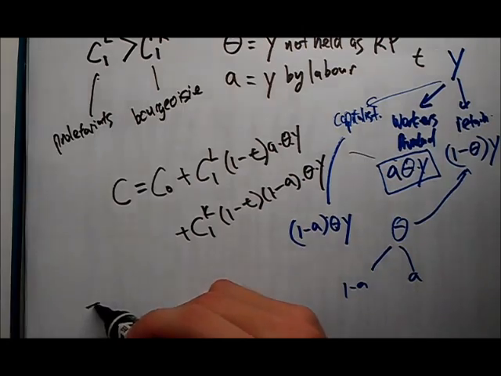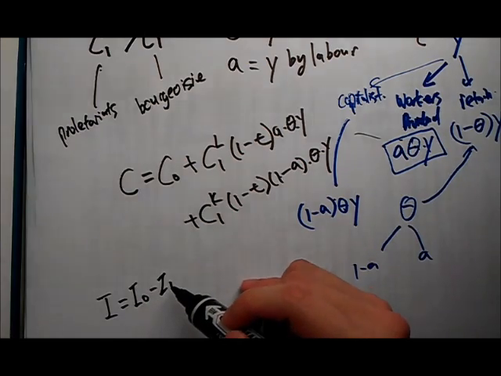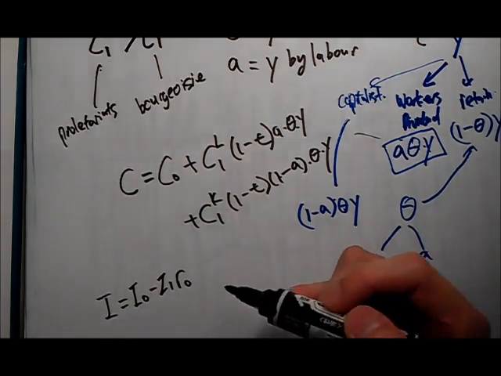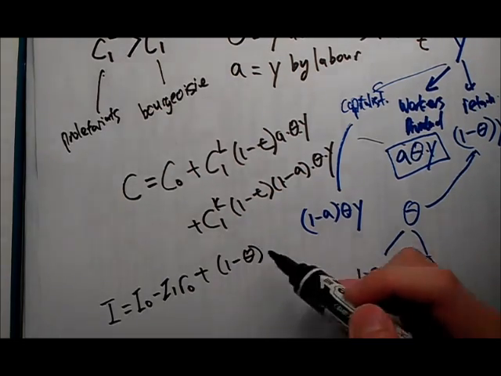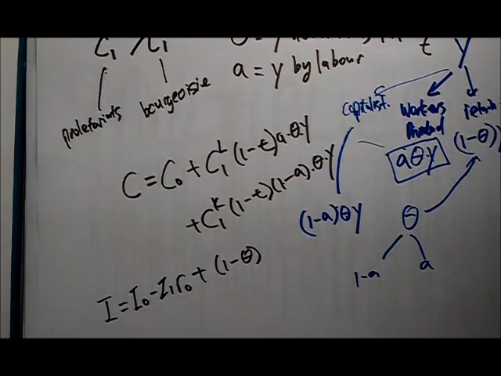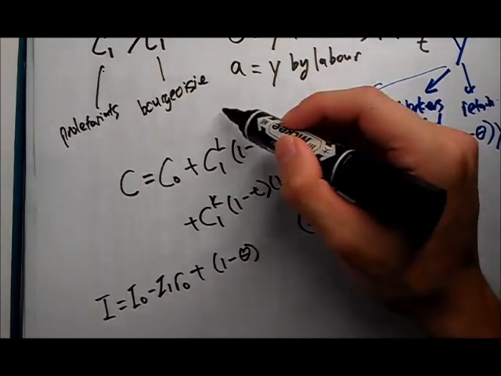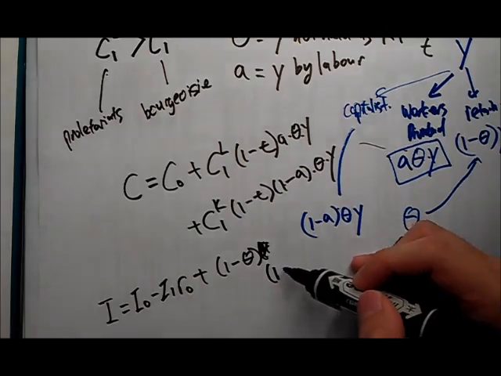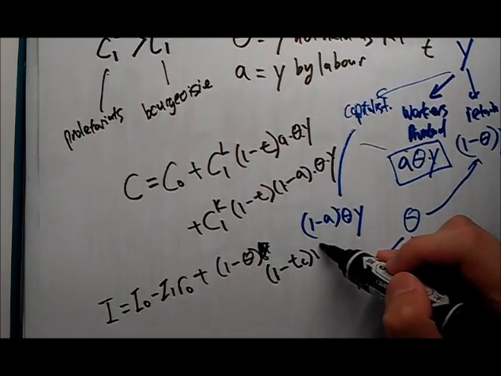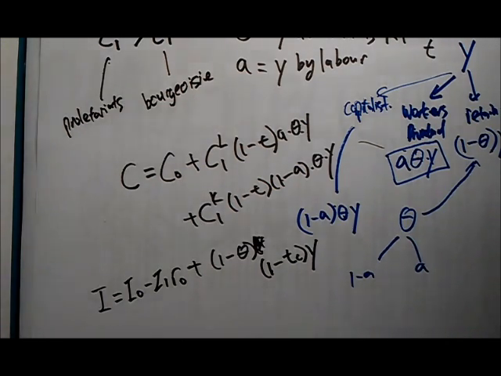As for investment, typically it's I naught minus I1 R naught. Since we know the retained profits are all invested, we simply put them here. But wait, the question says there's going to be corporate tax, and corporate tax and income tax are different, so let's give it a different symbol, TC. Since it's proportional, we multiply by 1 minus TC, and put the Y there. I know it's a bit messy, so let me clear that up for you first.